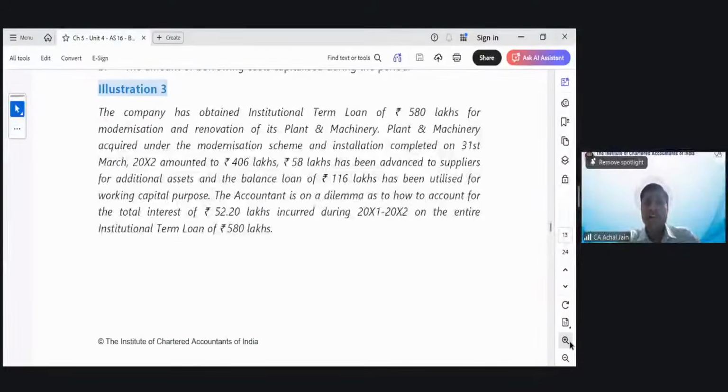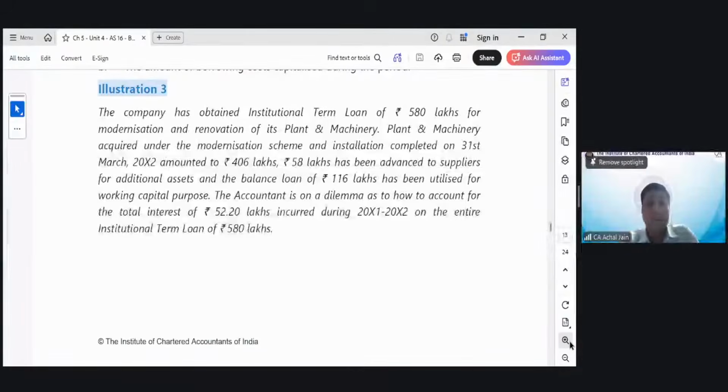Company has obtained an institutional term loan of 580 lakhs for modernization and renovation of its plant and machinery. Plant and machinery acquired under the modernization scheme, and the installation got completed on 31st March X2, amounting to 406 lakhs. 58 lakhs has been advanced to suppliers for additional assets, and the balance loan of 116 lakhs has been utilized for working capital purposes.